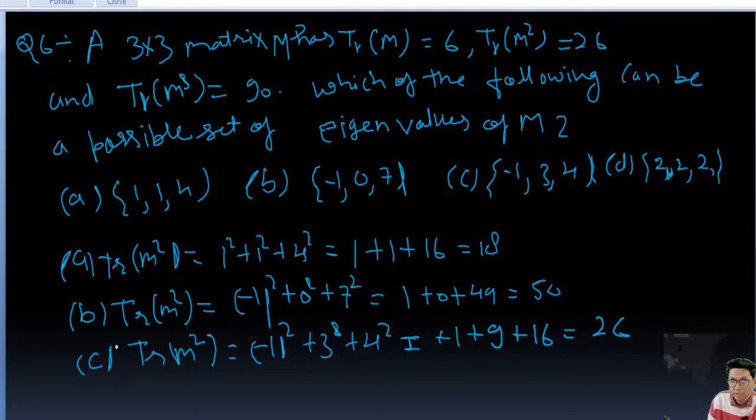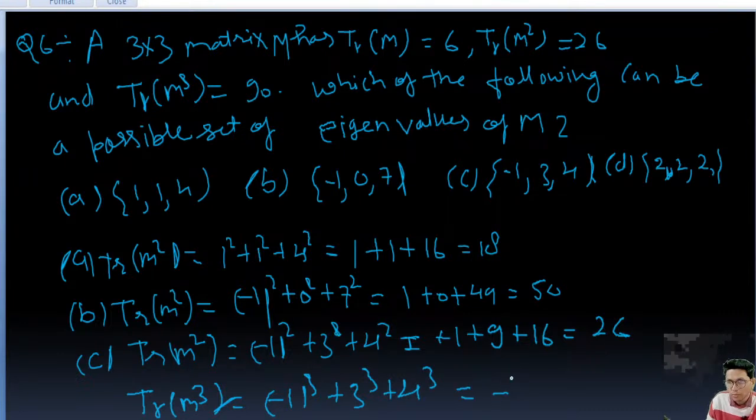So option C can be correct, but for this we use the cube, right? So it is going to be minus 1 plus 27 plus 64. If we add it, it is going to be 90. Trace M cube is 90, right? So option C is the correct option. If you check D similarly, it is not correct. So the correct option is option C. So option C means minus 1, 3 and 4 can be the possible set of eigenvalues of the matrix M. Okay, so this is the correct option.